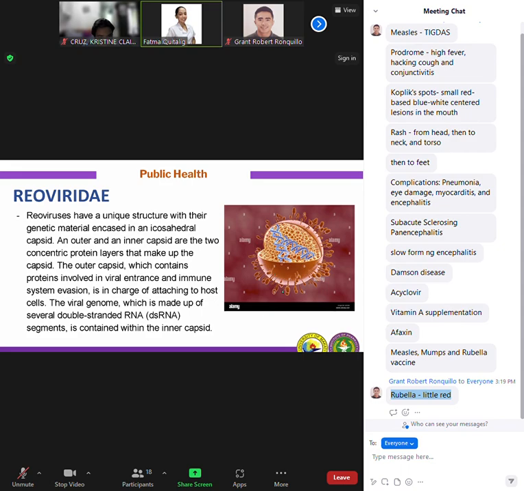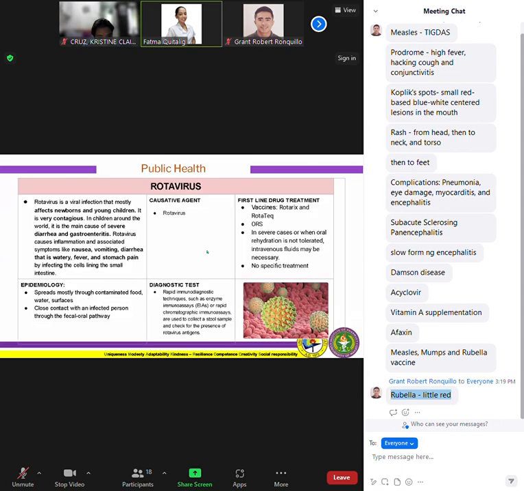Ang under niya is rotavirus. So, rotavirus is a viral infection that mostly affects newborn and young children. So, it is very contagious in children around the world. And it is the main cause of severe diarrhea and gastroenteritis. So, rotavirus causes inflammation and associated symptoms like nausea, vomiting, watery diarrhea, fever and stomach pain by infecting the cells lining the small intestine. So, ang epidemiology niya is it spreads mostly through contaminated food, water, surfaces, and close contact with an infected person through the fecal-oral pathway.